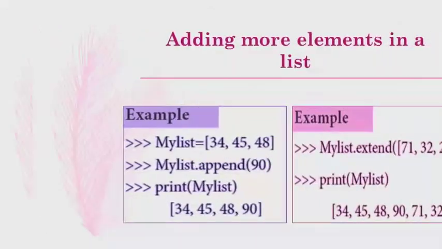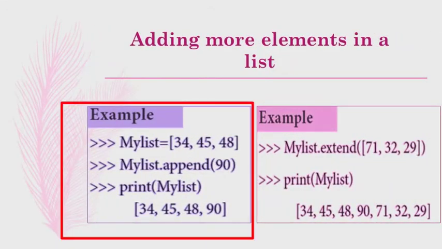See this example: my list is 34, 45, 48. If you want to add a single element, you can use the append function. If you want to add 9, use append: write my_list.append(9). When you print my list, the output will be printed on the screen like this: 34, 45, 48 and 9.